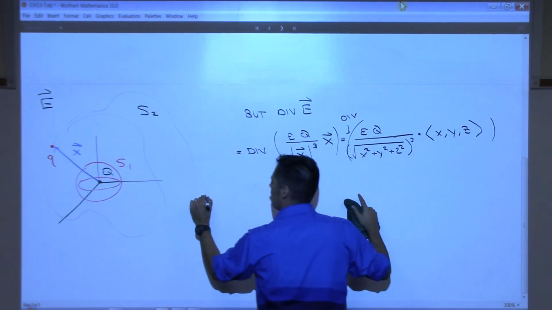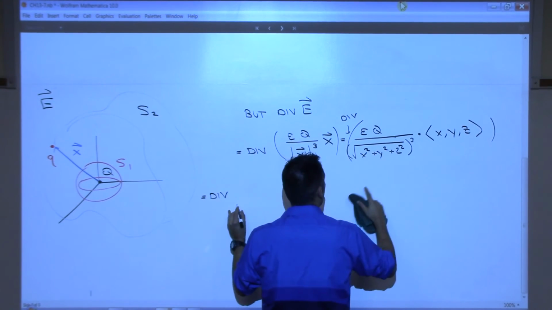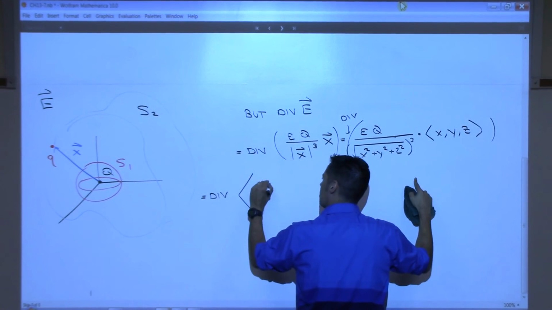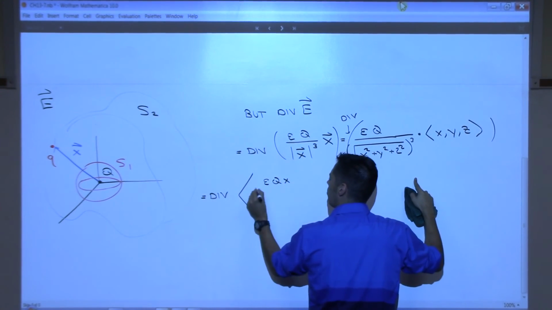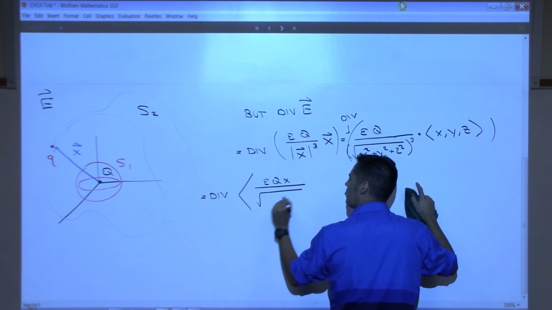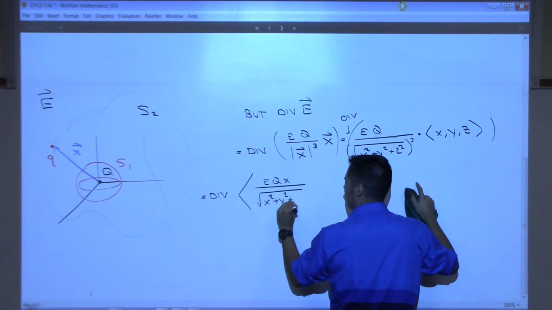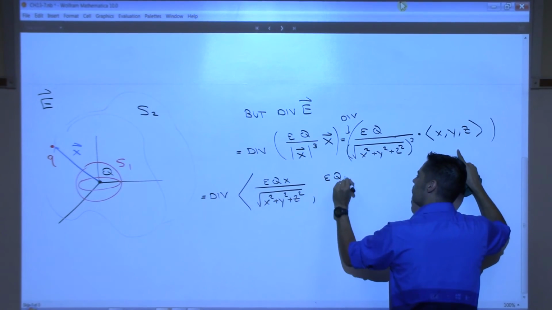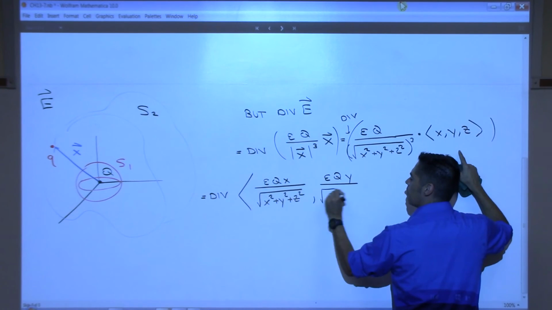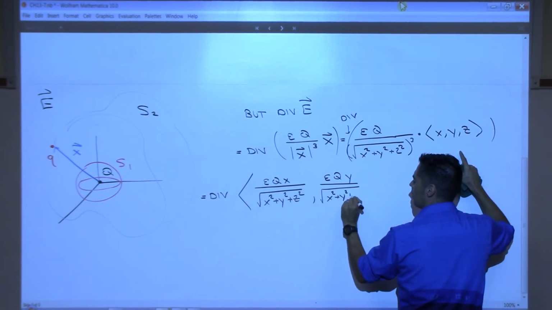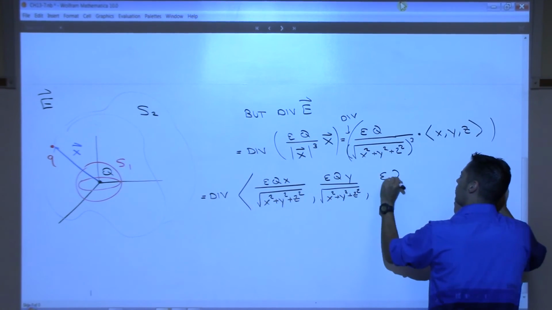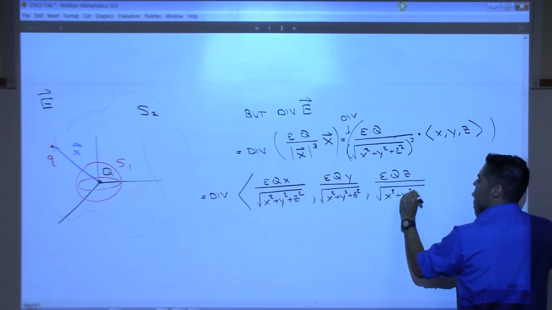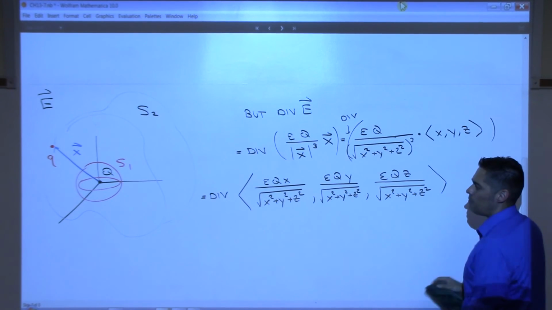So I need the div of, as a vector, it's x times this, right? So epsilon q x over root x squared plus, it's about to be junk. Give me just a second. And then here, epsilon q y over the square root of x squared plus y squared plus z squared. And then epsilon q z over the square root of x squared plus y squared plus z squared. I need the div of that.